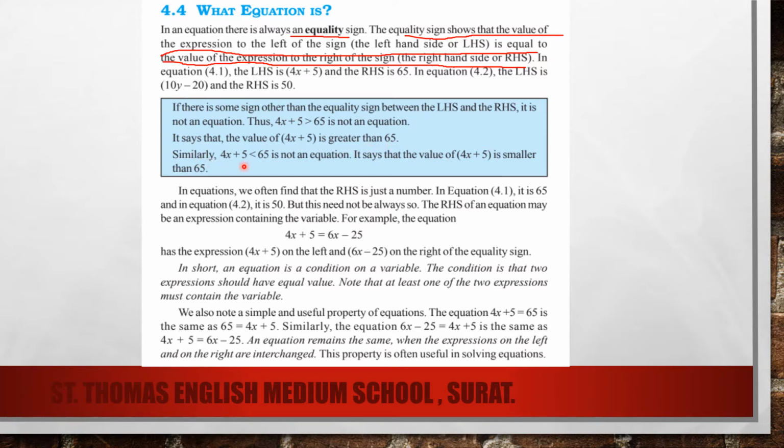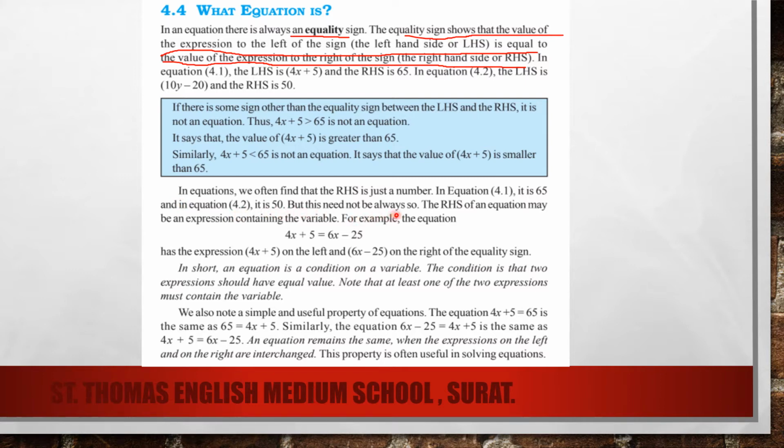It says that the value of 4x plus 5 is greater than 65. Similarly, 4x plus 5 less than 65 is not an equation. Why? Because they gave between LHS and RHS a less than sign, not an equal sign. It says that the value of 4x plus 5 is smaller than 65. In equations, we often find that the RHS is just a number. So you have seen more equations. Here, in equation 4.1 it is 65 and in equation 4.2, it is 50.